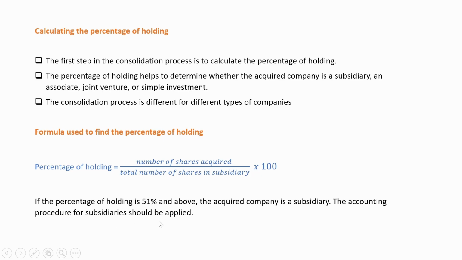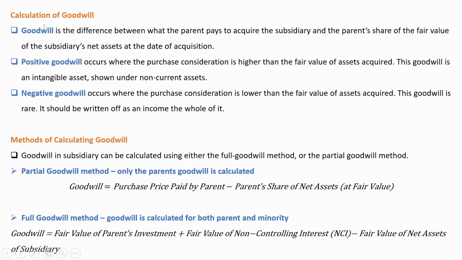If you get between 20% and 49%, the acquired company will be called an associate, and the accounting procedures for associates will be applied. So this is the first step that you're supposed to do. Once you have completed this step, then you go to the next thing, which is calculation of goodwill.